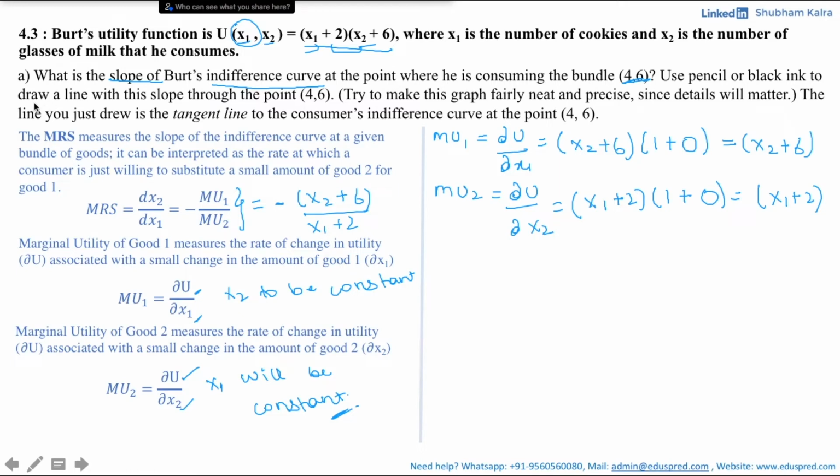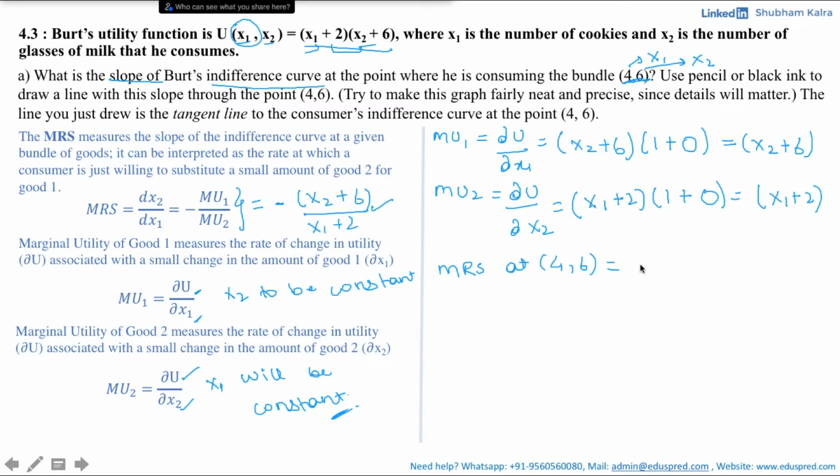But the question asks us to calculate the MRS, or the slope of Burt's indifference curve, at the point where he is consuming the consumption bundle 4, 6. That means we have to evaluate the MRS at 4, 6. And for that, all we have to do is substitute the value of x1 with 4 and x2 with 6 into this expression, since this is your expression for your MRS.